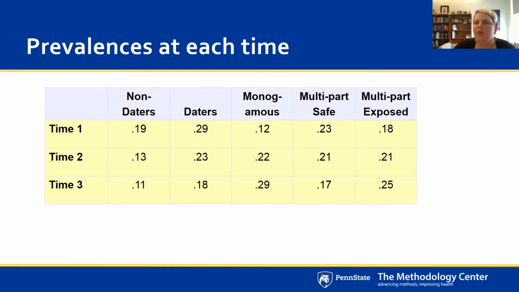So although we know the sizes of the classes during each of those years, we don't know if it's the same individuals in those classes. So people could be moving in and out across time, and that's what we're particularly interested in this example.